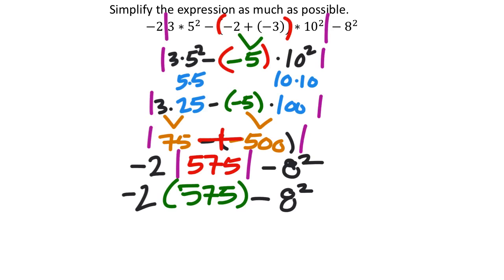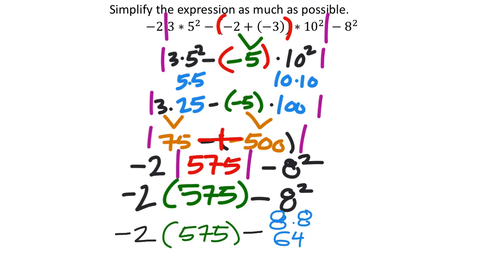So this is simplifying. It's not simplifying very fast, but it's simplifying, which is what we want. And from here, let's see. No more parentheses need to be simplified, so I'm going to go to exponents, which is the 8 to the power of 2. 8 times 8, which is 64. So again, rewriting this, -2 times 575 minus 64. So for me, I need to do -2 times 575.